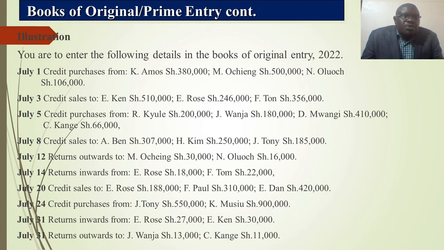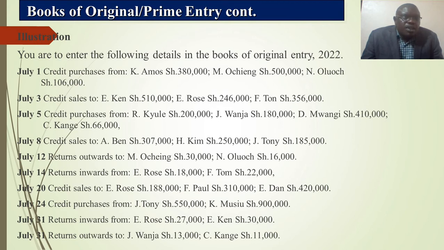On July 12th, returns outwards to M. Ochieng, 30,000 Kenya shillings, Watch 16,000 Kenya shillings. July 14th, returns inwards from Eros 18,000 Kenya shillings, FTOM 22,000 Kenya shillings. July 20th, credit sales to FROS 188,000 Kenya shillings, EPOL 310,000 Kenya shillings, and EDAN 420,000 Kenya shillings.